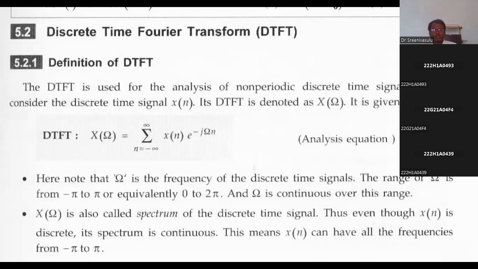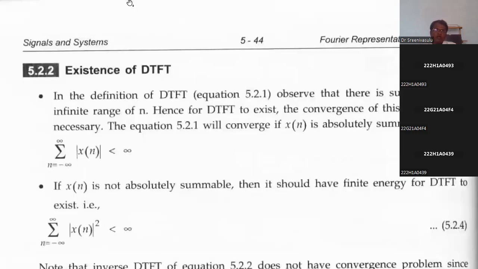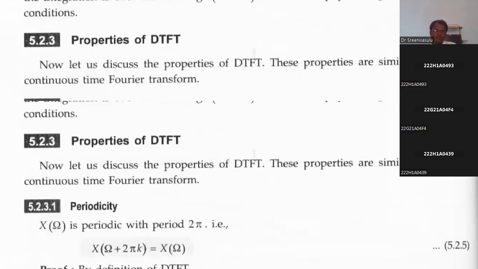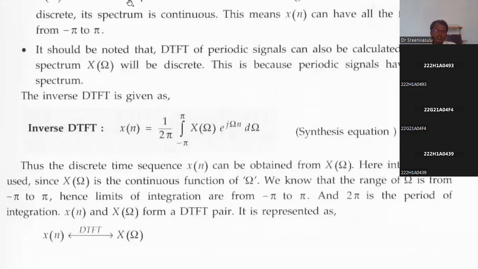Now, what is the inverse DTFT of X of omega? After converting from the discrete time domain to the frequency domain, again we need to convert from the frequency domain to the time domain. So that formula is the inverse DTFT of X of omega equal to 1 divided by 2 pi, integral. That formula I will also show you, the inverse. Here it is.